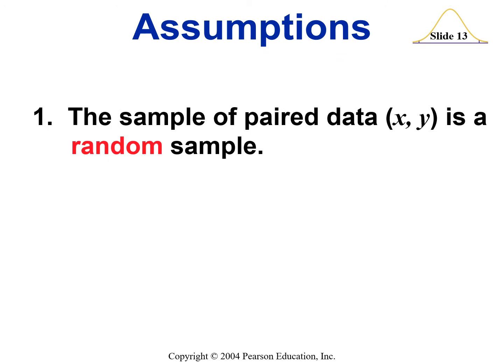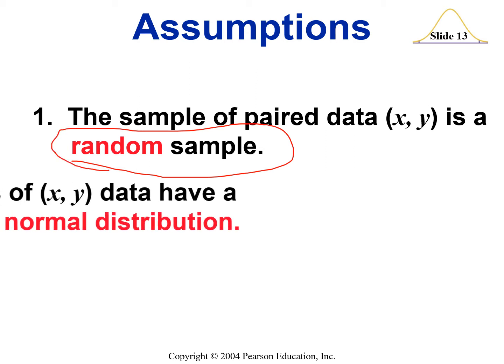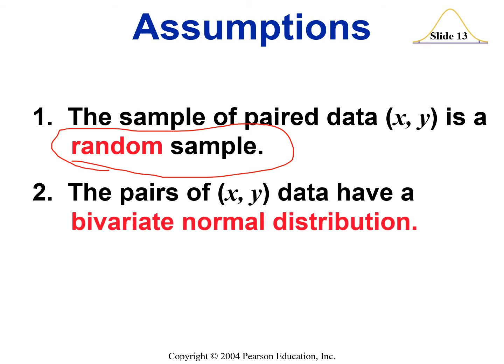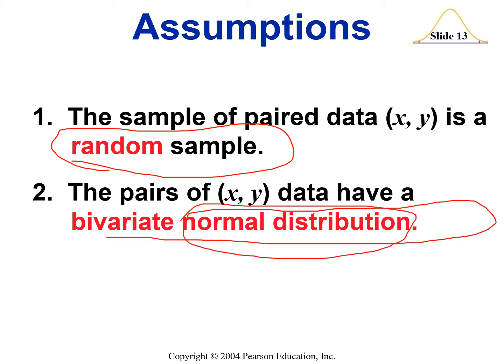We have statistical assumptions to compute small r. Number one, the sample of paired x, y is a random sample, so random selection. Number two, the pairs x, y have bivariate normal distribution. That means this measure r is a parametric measure, so it requires normal distribution.